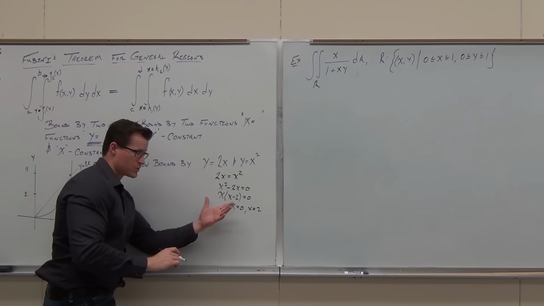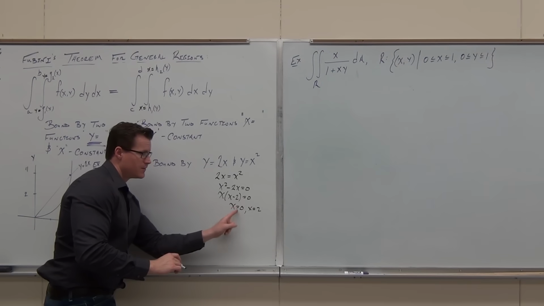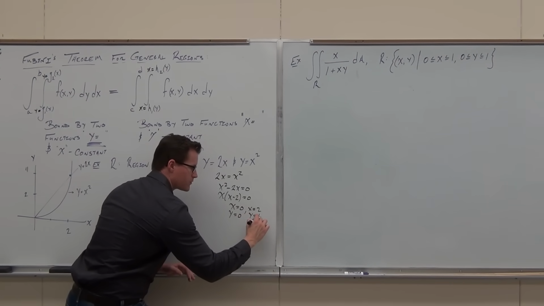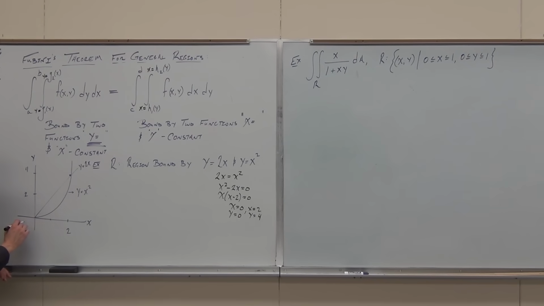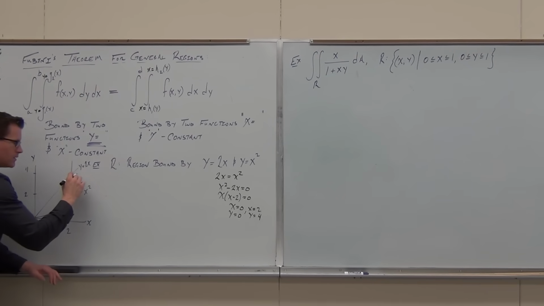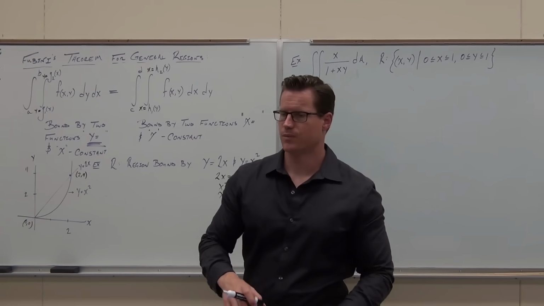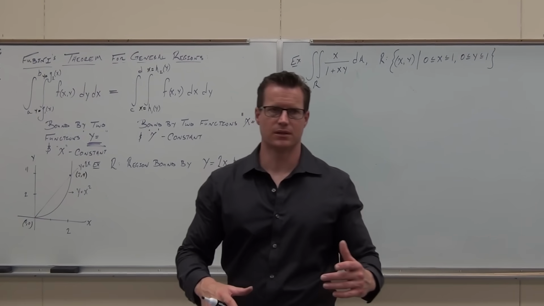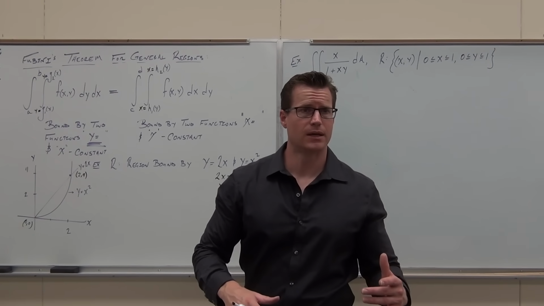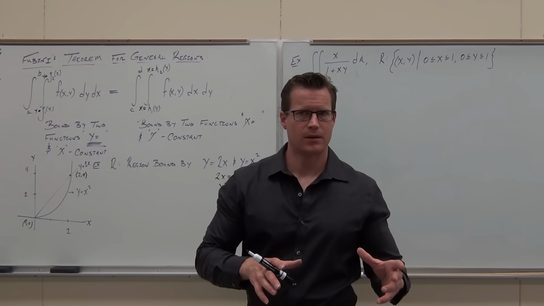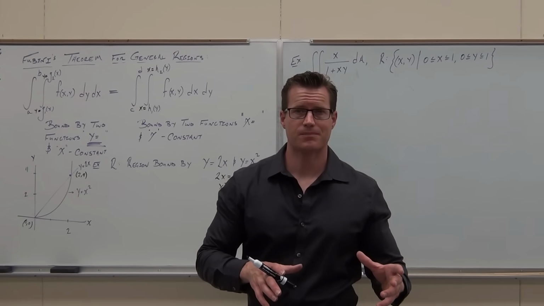X equals 0, x equals 2, cool. And if I plug these in, y equals 0, y equals 4. That gives me the points (0, 0) and (2, 4). Okay, so basic algebra, just finding points. Listen, guys, I'm not getting a whole lot out of you today. Are you with me on at least finding those points? Yeah.